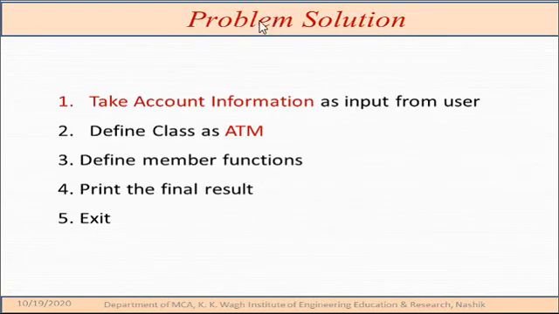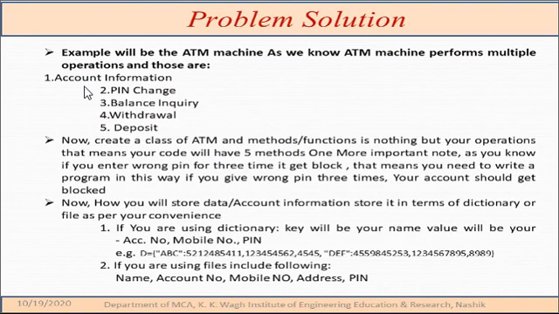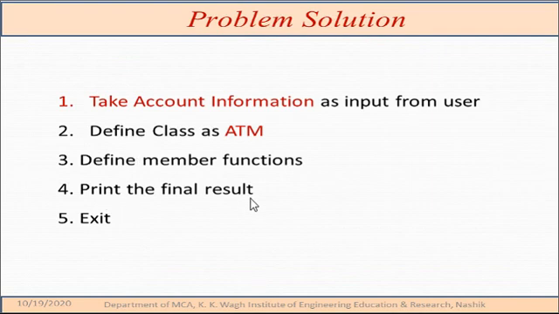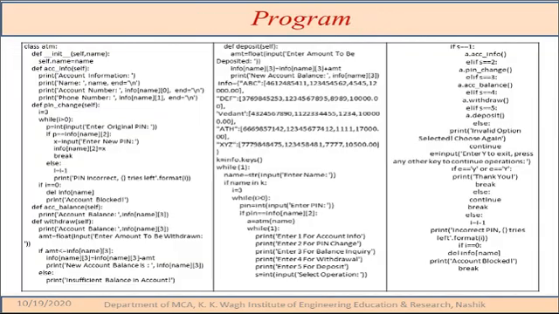For implementing, you can perform 5 steps. Take the account information from the user, then define the class as ATM, and define the different member functions to perform the different operations which I listed in the previous slides: the account information, pin change, balance inquiry, withdraw and deposit. Then print the final result and then you can exit the program.